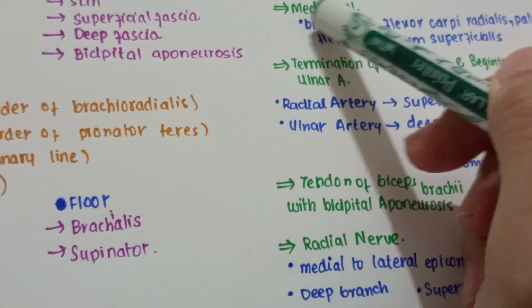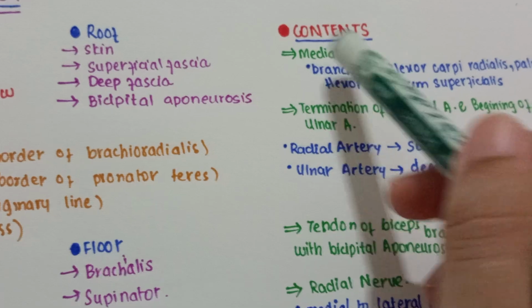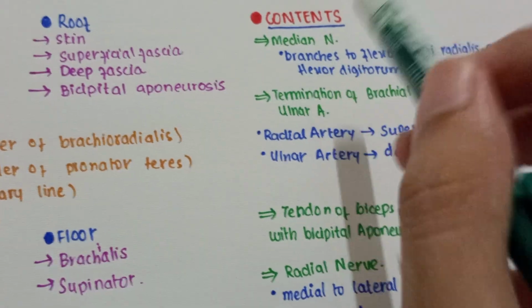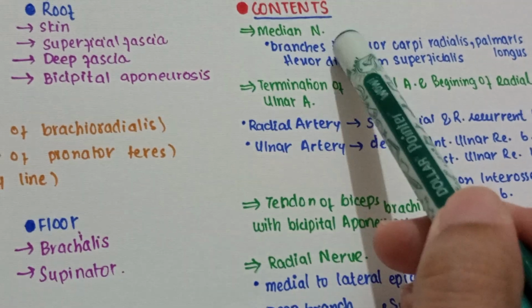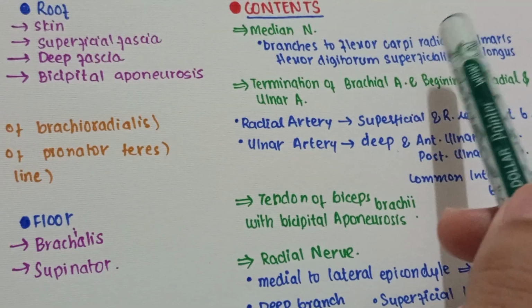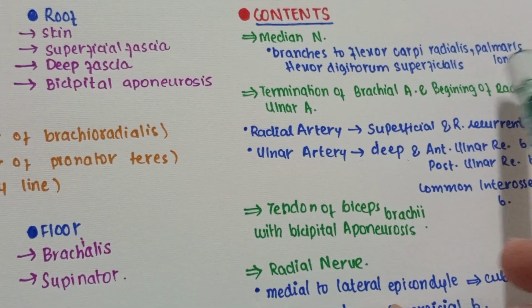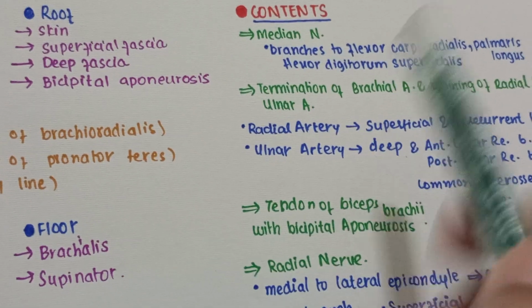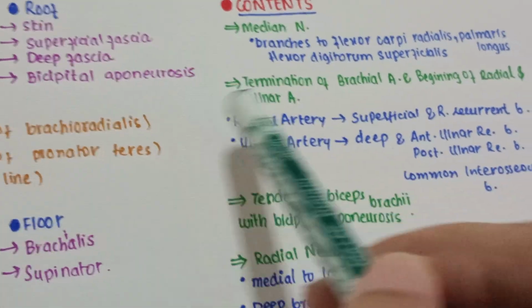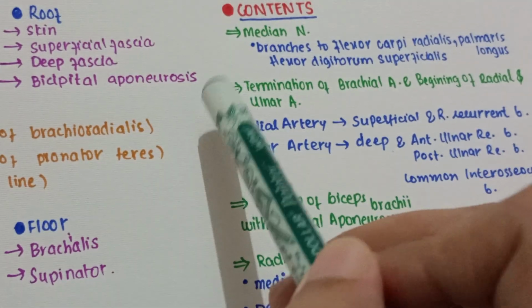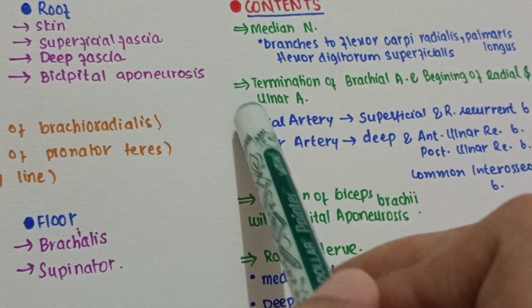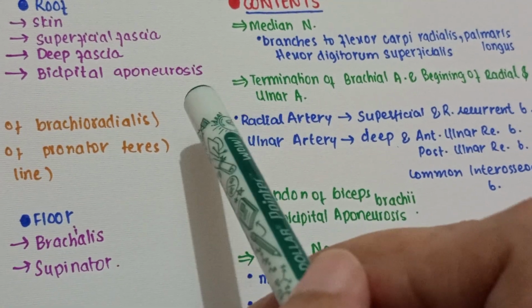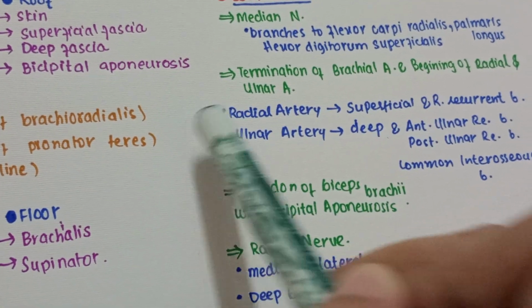So the first content from the medial side is our median nerve. It gives branches to flexor carpi radialis muscle, palmaris longus muscle and flexor digitorum superficialis muscle. Next is our brachial artery. Here in this fossa our brachial artery terminates and divides into two branches. One is the radial artery and the other is the ulnar artery.